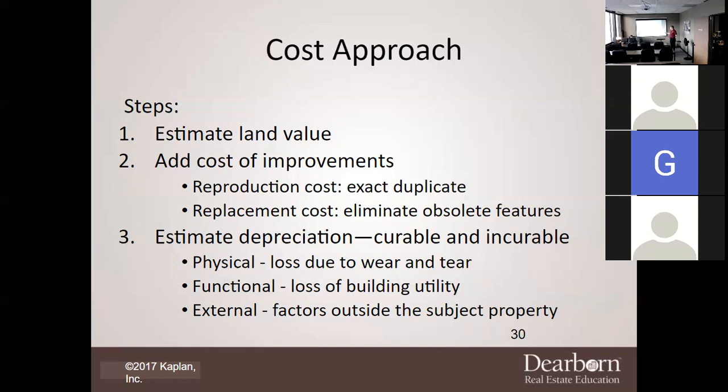Now there's two concepts here. There's what's called reproduction cost and replacement cost. Reproduction is we want the exact duplicate. We want to rebuild that church exactly like it was. Replacement cost is we are going to eliminate features that are no longer needed, that are obsolete. So in these situations you're going to have two different types of costs. After we figure out what the price would be to rebuild this church, it's going to cost $500,000. Now the land itself is $100,000, so we're at $600,000.